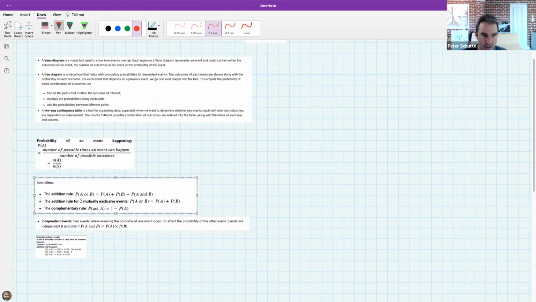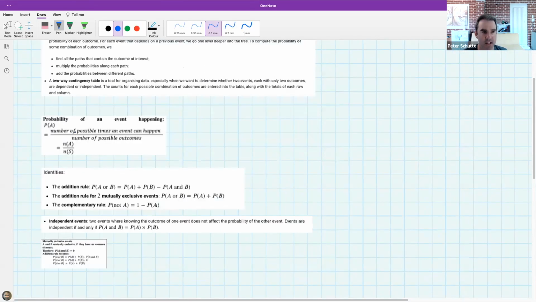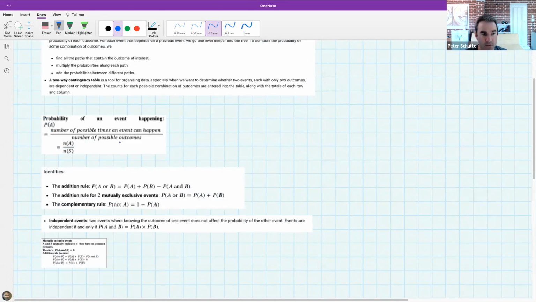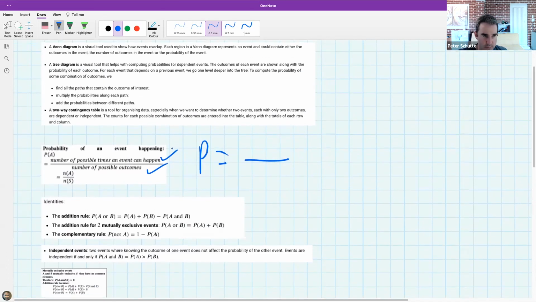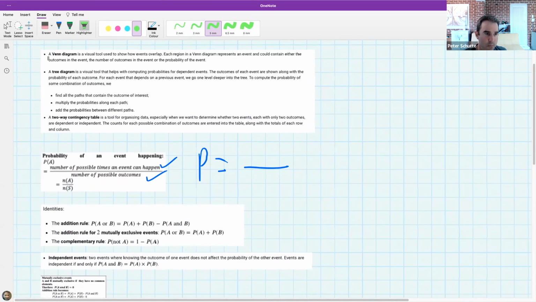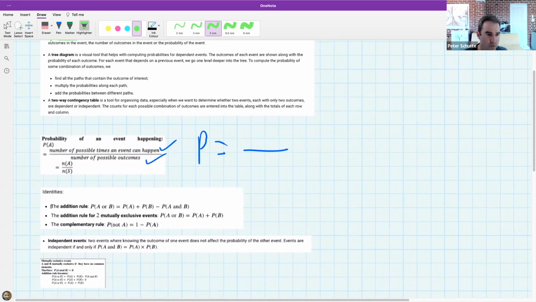When I started this topic, probably the most important thing initially was this probability equation: the number of possible outcomes on the bottom, the number of favorable outcomes on the top. That's the fundamental probability calculation. So that was almost like lessons 1 and 2. Then we also did the Venn diagram up here, and we also talked about the addition rule identity, which is this one over here.